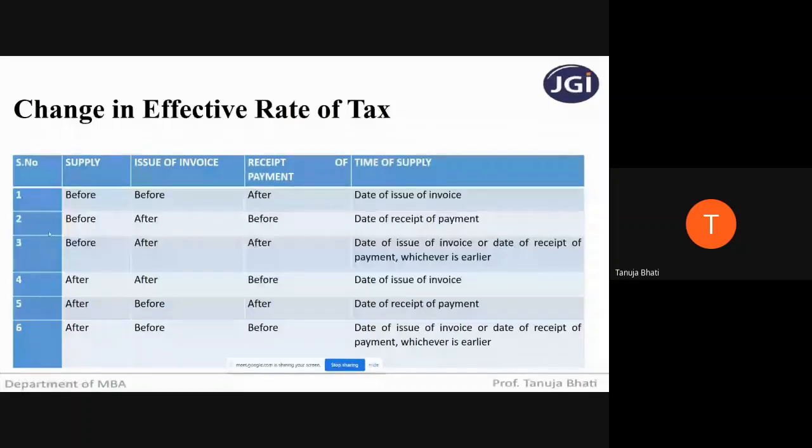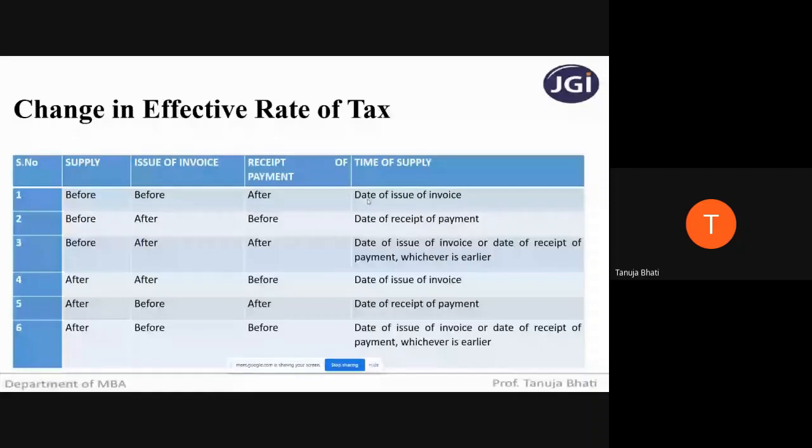Let us see. If the supplier is supplying the goods or services before the change in the effective rate of tax, and the issue of invoice also is happening before the change, but the payment is received after the change in the rate of tax, then what rate are you going to apply? The rate which is applicable on the date of issue of invoice, that is the old rate, because it is before the change in the rate of tax.